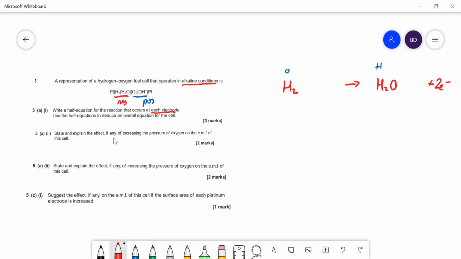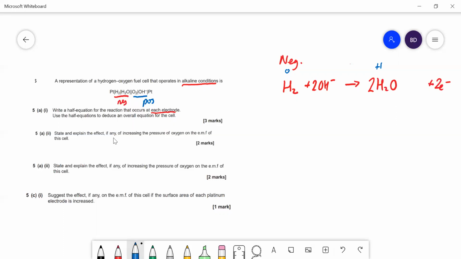The next step is to balance for the charges by adding OH minus ions. We have two negatives on the right, and none on the left, so we need 2 OH- there. Finally, we need to balance for the waters, so we need 2 waters there. Okay, so that is the negative electrode. Let's remember that, that's the half equation for the negative.